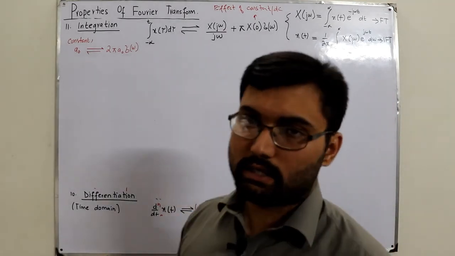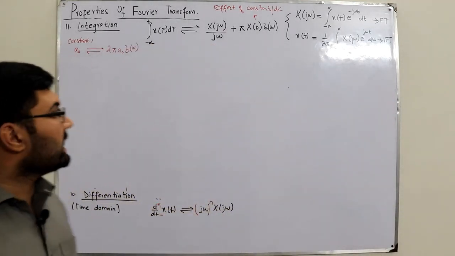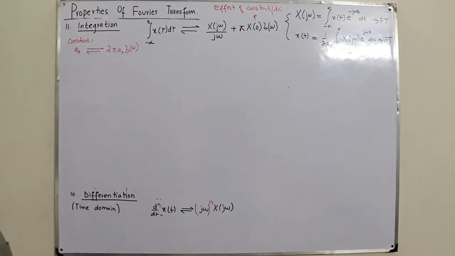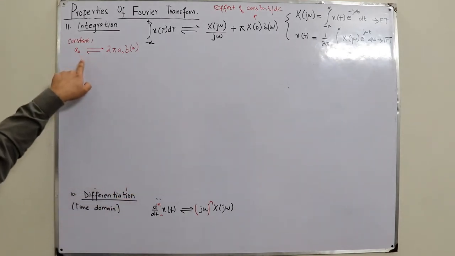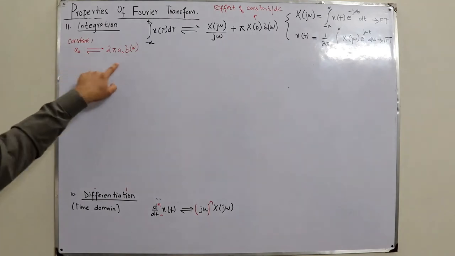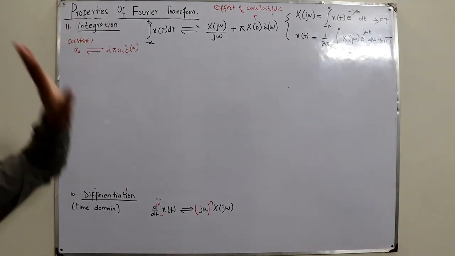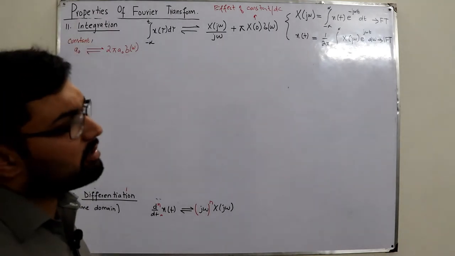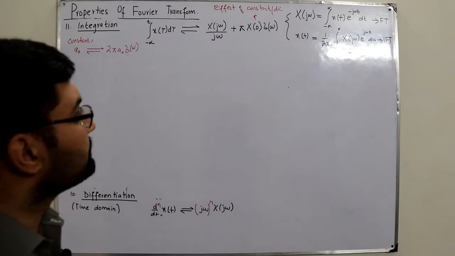You may see it in the upcoming videos. Anyway, if I prove it over here, it is going to waste our time for this video. The corresponding Fourier transform for a constant term a naught is this thing. For now, you know it, or maybe we've seen it in the last video.